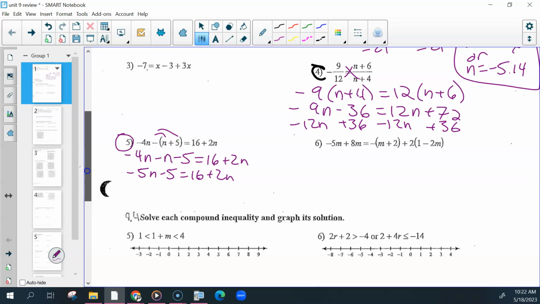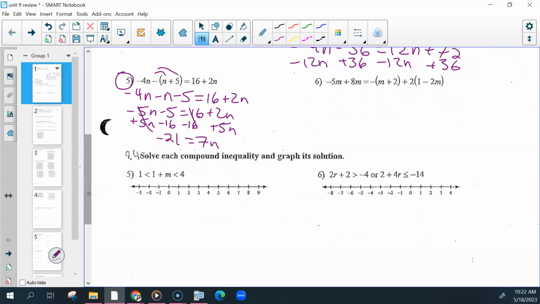So let's say I wanted to add 5n. And then I could subtract 16. So we have negative 21 equals 17. 7? I don't know why I said 17, sorry. And then we could divide both sides by 7. So the n would equal negative 3.